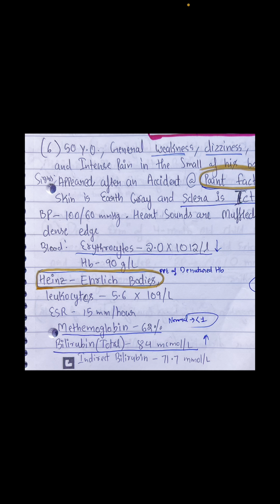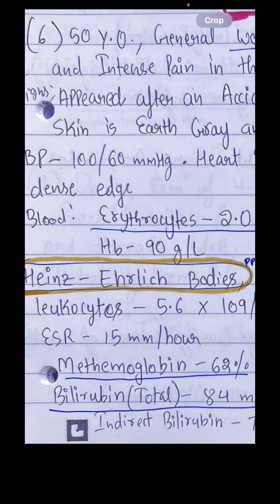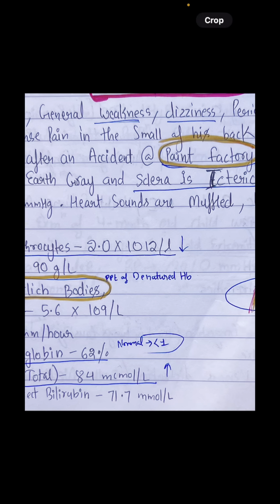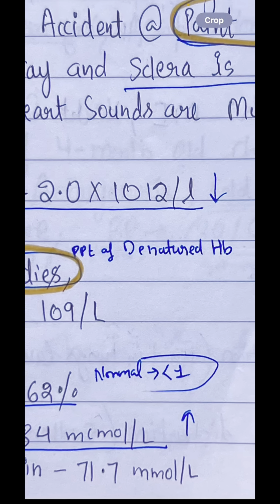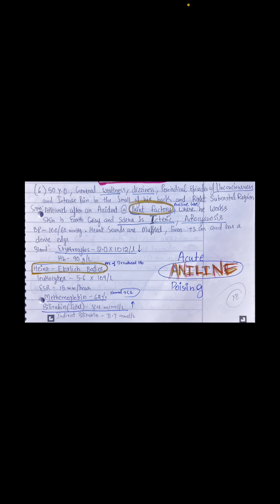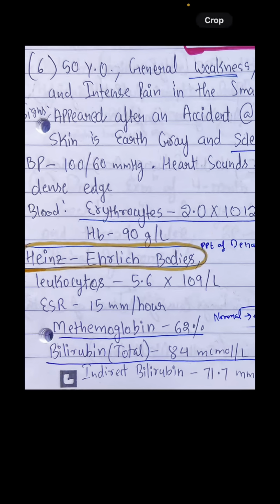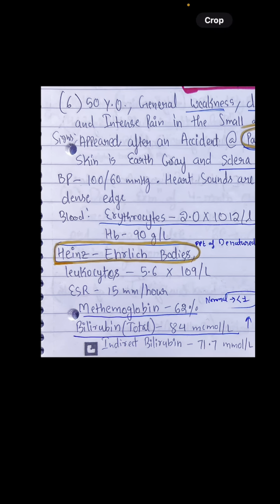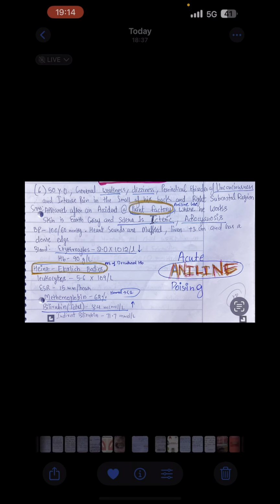One more thing I wanted to tell is these Heinz and Ehrlich bodies are the result of precipitation of denatured hemoglobin. So the aniline directly goes and binds with the hemoglobin. As a result, we see Heinz and Ehrlich bodies in the question.